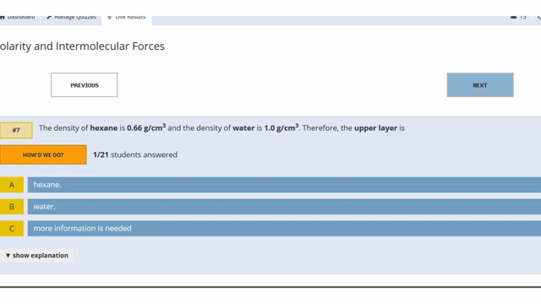So then the next question is, which layer is on top? I have the density information there. Which layer is on top? Take a look at your Superintendent app. Density of hexane is 0.66 grams per cubic centimeter. Water is 1.0 grams per cubic centimeter. That means which layer is on top?